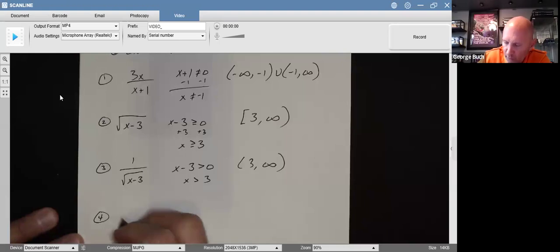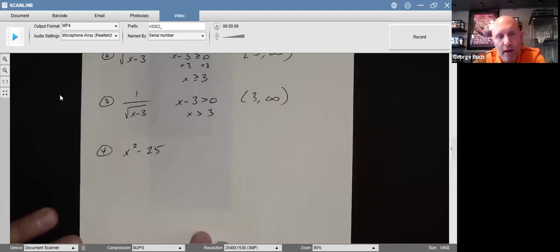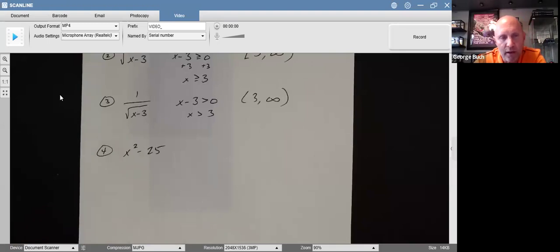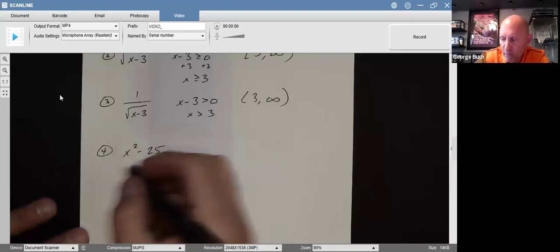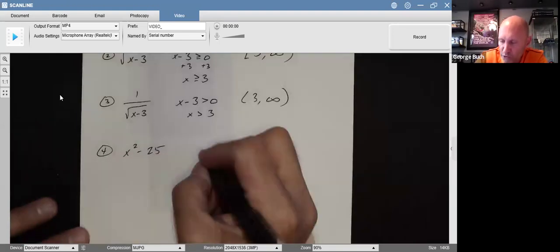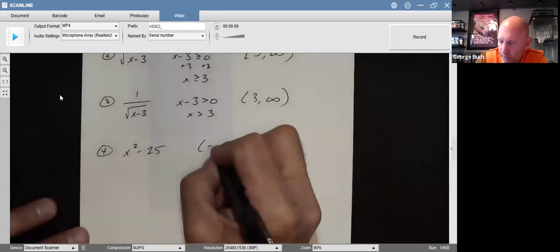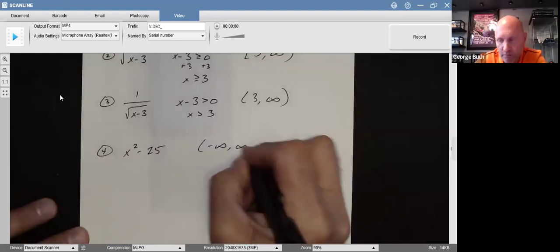How about x squared minus 25? Do I have a denominator? No, I do not. Do I have an even root? No, I do not. I have an even exponent, but that's not an even root. So that means I can have any number that I want, which is all real numbers, which in interval notation is -infinity to positive infinity.